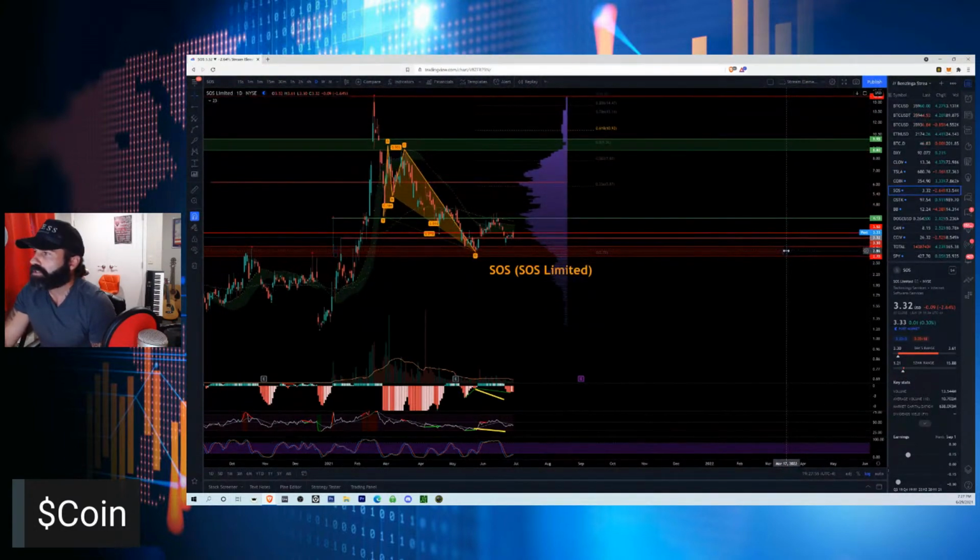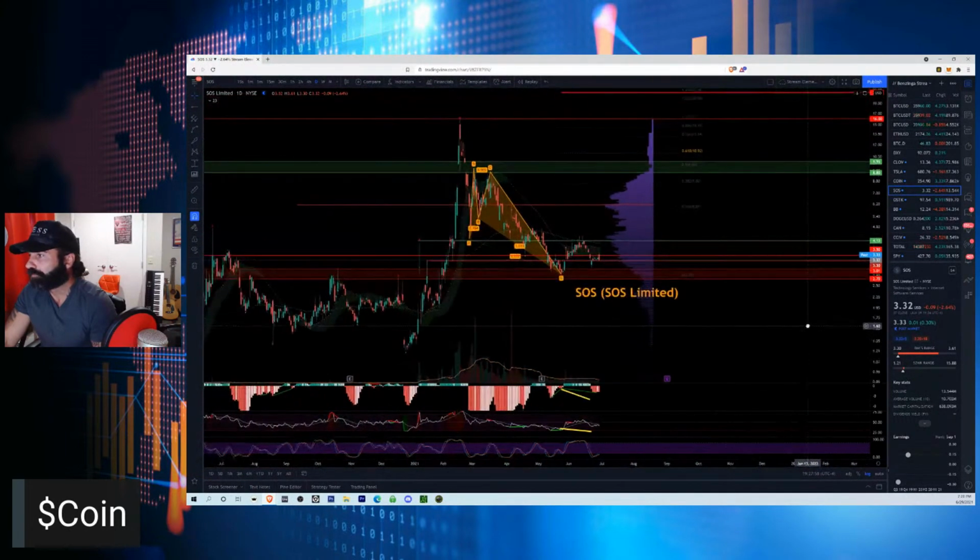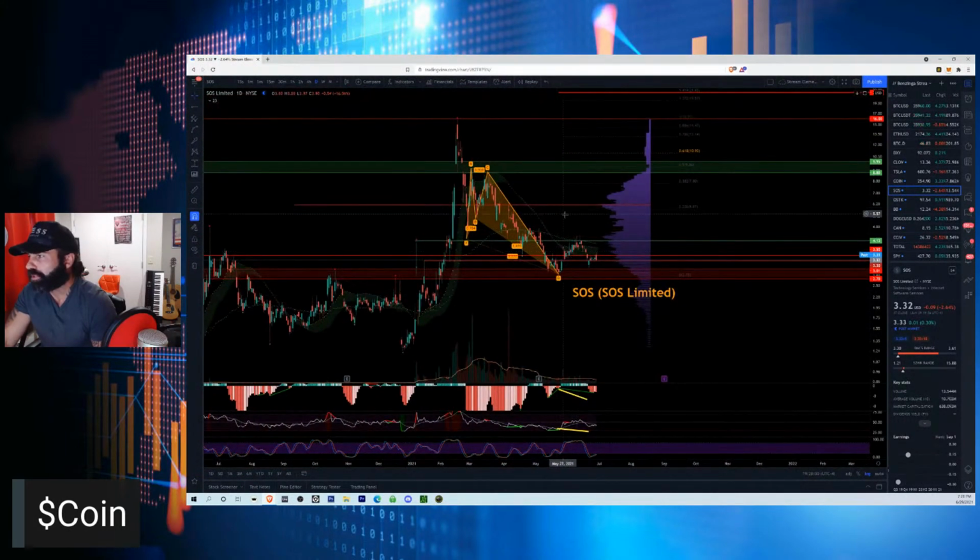I do have a position in SOS. And I think if we do end up breaking this resistance here that we're having trouble with, I would think 413 is probably going to be the next target to the upside. After that, 470, but ultimately I do think we're going to come back up to test the top of the range if we do hold these lower levels here.